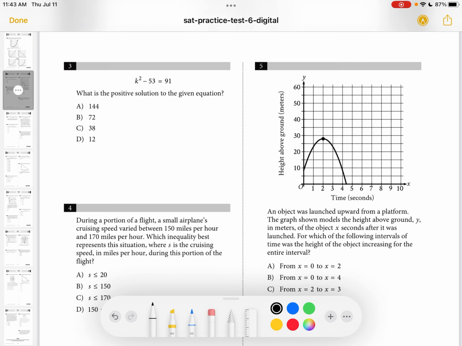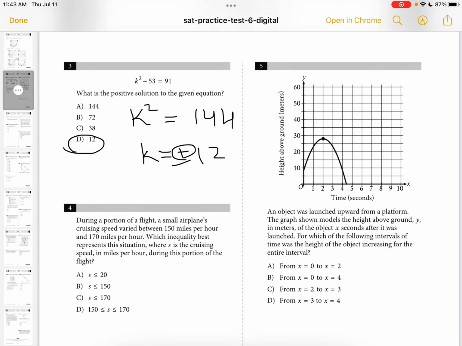Number 3, k squared minus 53 equals 91. What's the positive solution to the given equation? We're going to add 53 to both sides. You get k squared equals 91 plus 53, which is 144. So k can be plus or minus 12. We want the positive solution, so it's plus 12, so D.